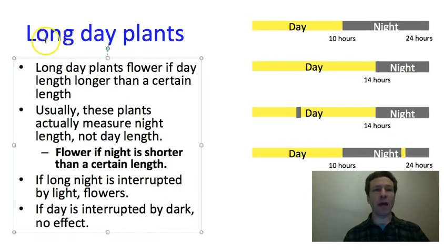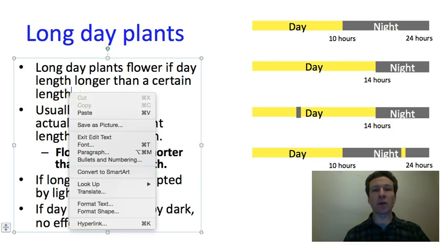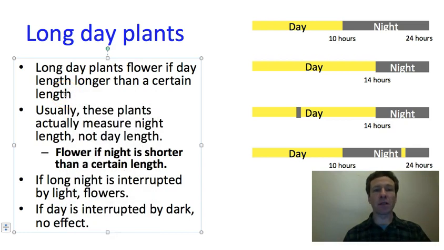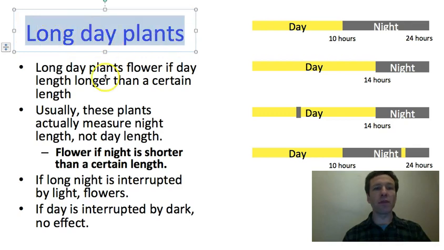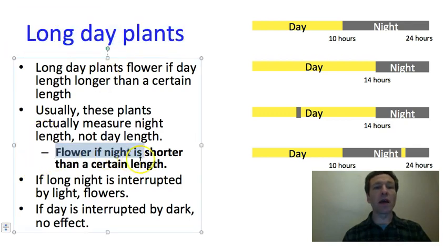Now we'll look at what happens with long day plants. Long day plants are ones that flower if day length is longer than a certain length. But just like for short day plants, we know that they actually respond to night length. This turns out to be true for most long day plants. So let's rephrase our rule. Long day plants will flower if night is shorter than a certain length. And for an example, let's imagine a plant that requires 12 hours or less of night.